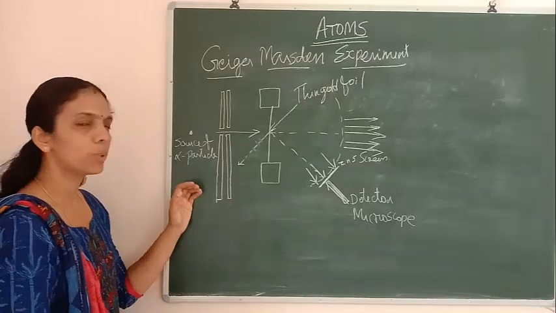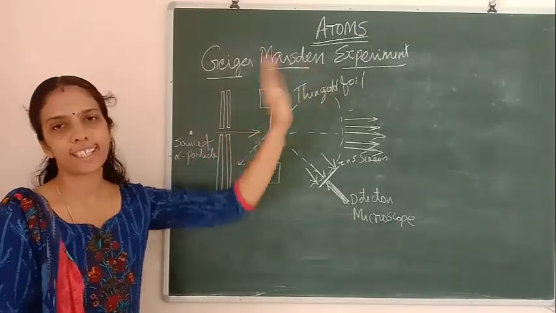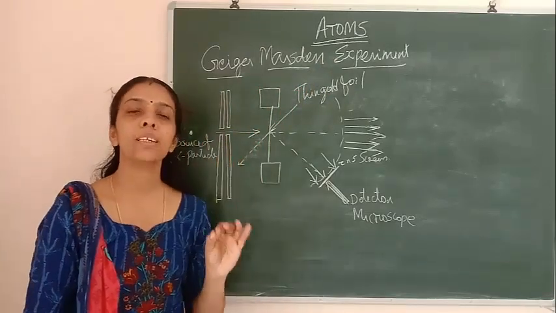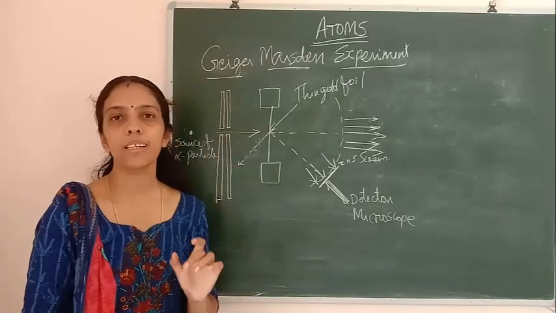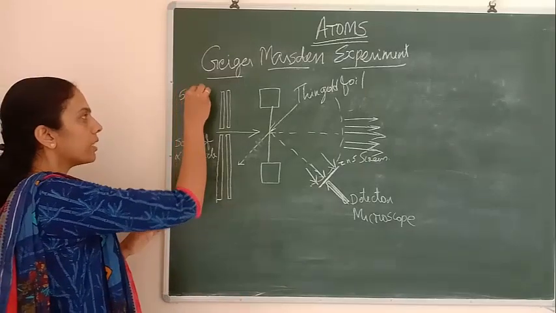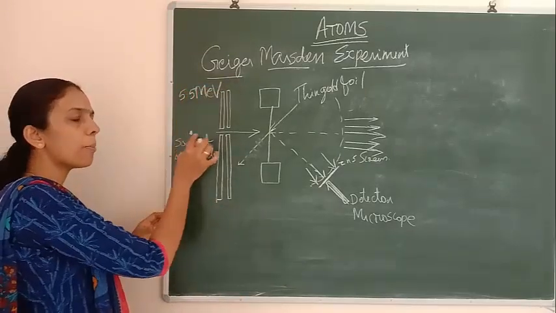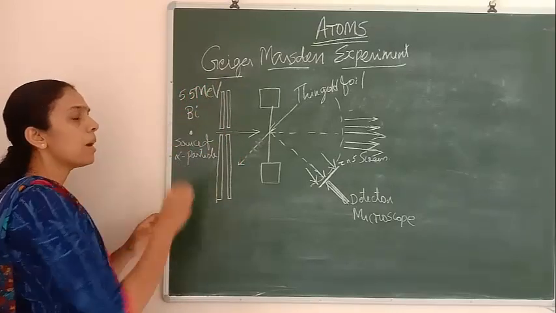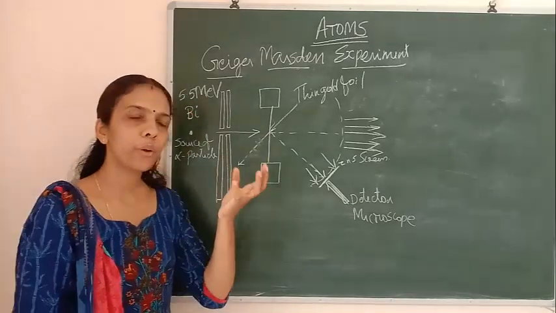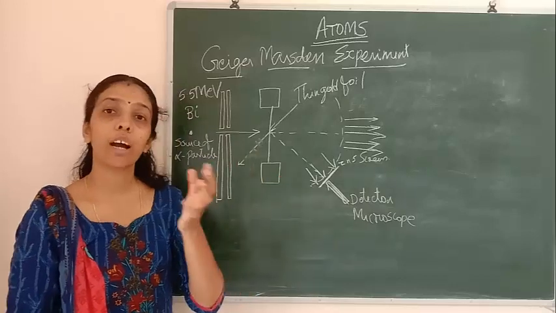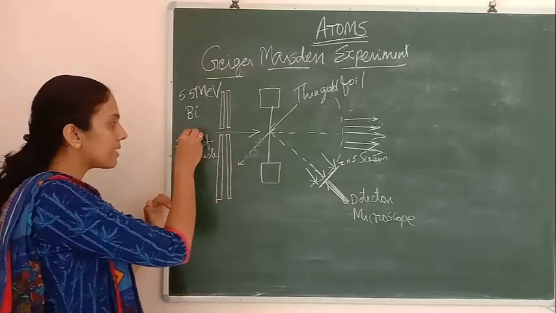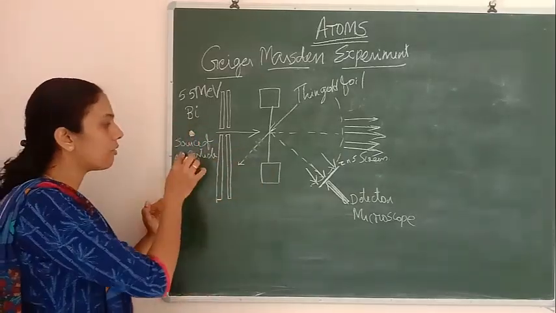So the next is the Geiger-Marsden experiment. It is about alpha particle scattering. Some 5.5 mega electron volt alpha particles are coming out from bismuth. Bismuth is a radioactive element. From this radioactive element, the 5.5 mega electron volt alpha particles come out. That is the source of alpha particles.